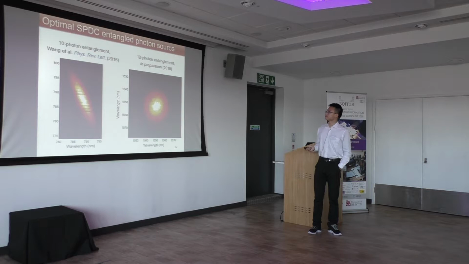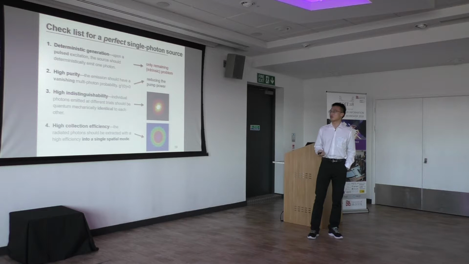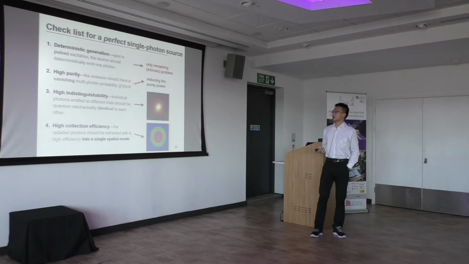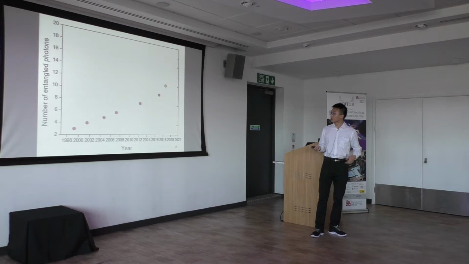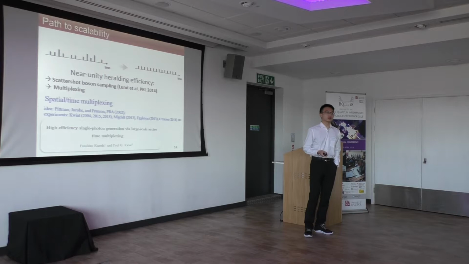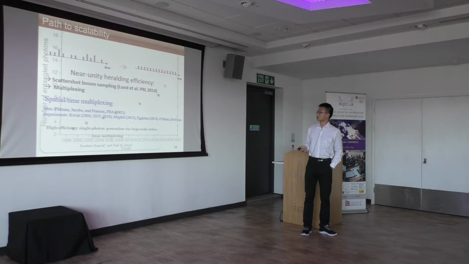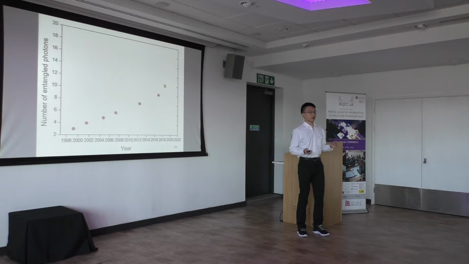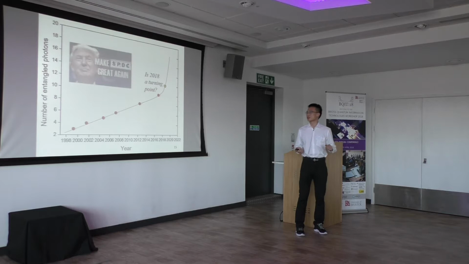So SPDC is good, but there is a remaining problem: it is not a deterministic generation. This is the only remaining problem for the source. But we can still do a lot of interesting things with SPDC, like scattershot boson sampling, which is a different boson sampling scheme from the original one, but it's still classically hard. And we can also apply multiplexing techniques with SPDC. In our lab, we see an acceleration in the number of entangled photons this year. So maybe we can make SPDC great again.